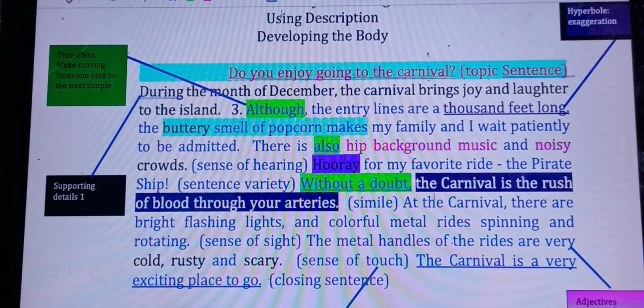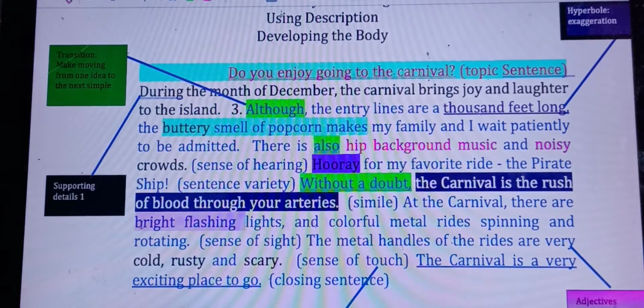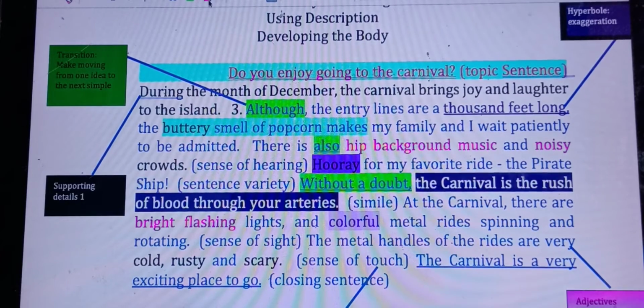Of course, as we continue, he tells us more details. He tells us at the carnival there are bright, flashing lights. He also tells us there are colorful metal rides. So he's appealing to our sense of sight. He tells us that they are spinning and they are rotating. He gives us a good visual of what's happening in the environment.